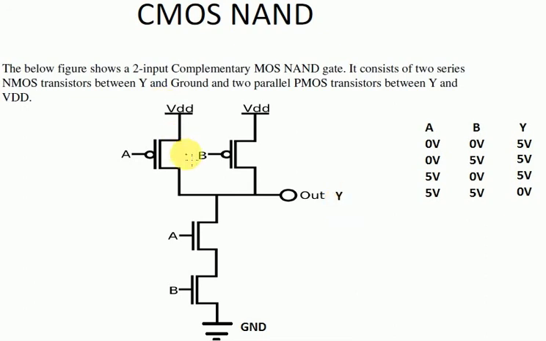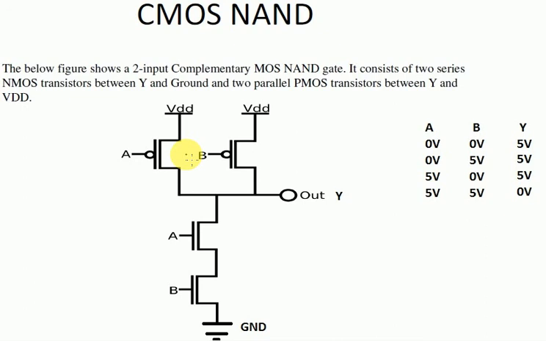Therefore, there is no direct connectivity between the output Y and ground. Even though B PMOS is in off state, there is still a connection between VDD and output Y through the PMOS whose input terminal is A. Therefore, we have the output Y equal to 5 volt.